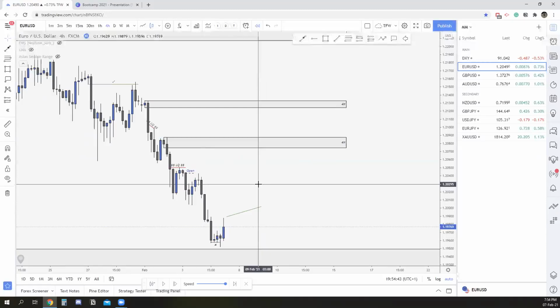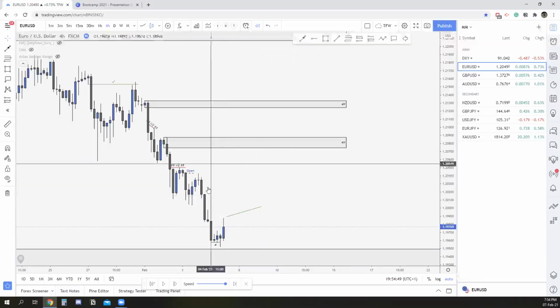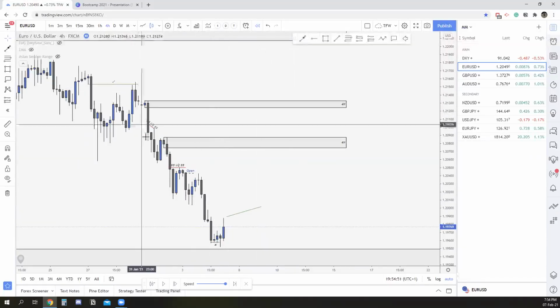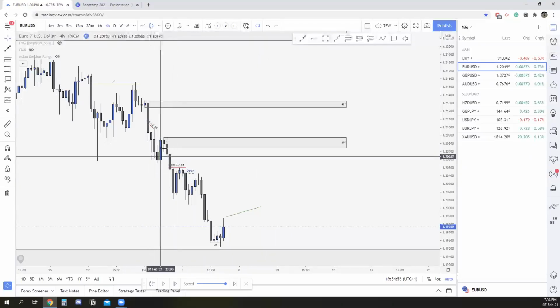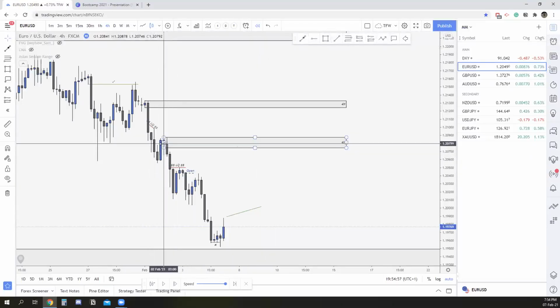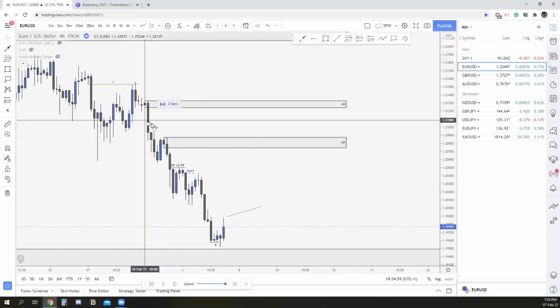Don't get me wrong. Manipulation setups still take a lot of time to play out, but I feel it's a little bit less than 2.0. But of course, I'm always looking in terms of 2.0. Where is the structure, right? But nowadays, let's say this is a 2.0. I'm not going to take it because I see liquidity above right there, and I see an OB above.